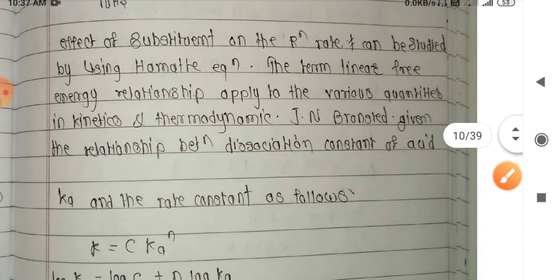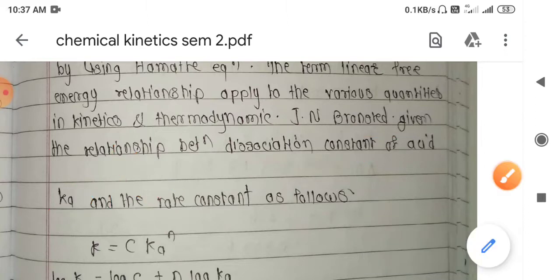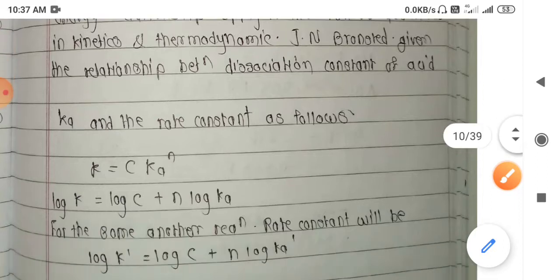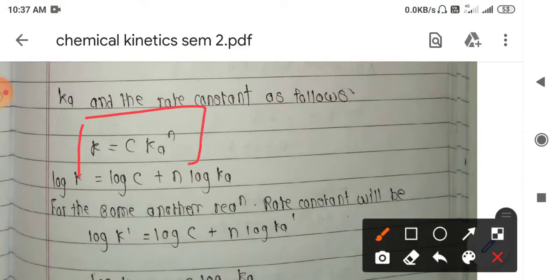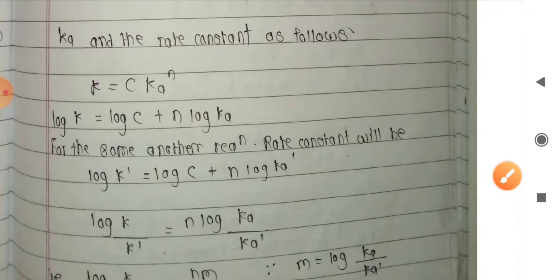Bronsted, another scientist, has given the relationship between the dissociation constant of an acid, which is capital Ka, and the rate constant. Here just make a small distinction between capital K, which is the dissociation constant of the acid, and the rate constant, which is represented by small k. So this is the relationship between the rate constant and the dissociation constant of a given acid.